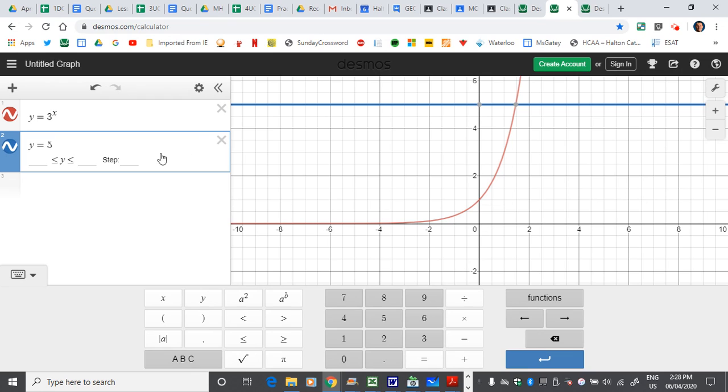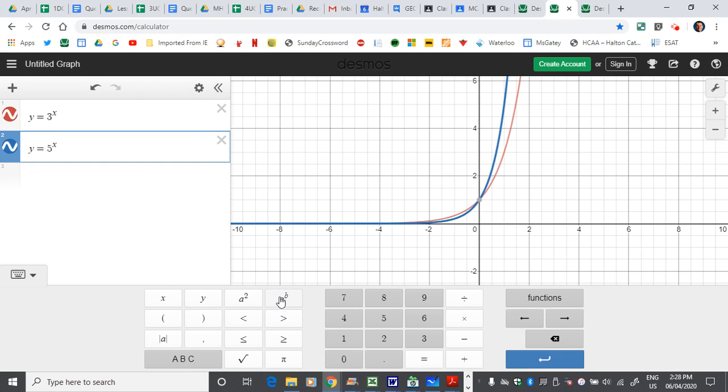Y equals 5 to the exponent x. Again, very similar. However, you'll notice that that blue curve, 5 to the exponent of x, is steeper than the red curve, 3 to the exponent x. If I was to continue on and make the base of that value even bigger, we continue with an even steeper graph. Hopefully we can see that as the base value becomes larger, my graph becomes steeper.